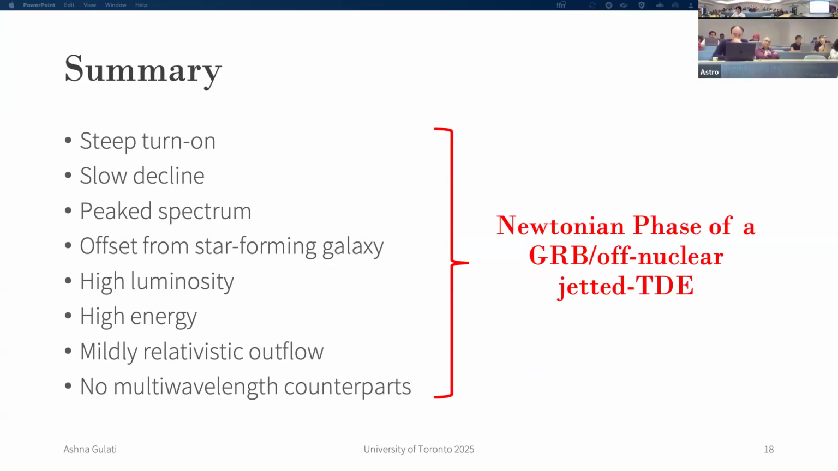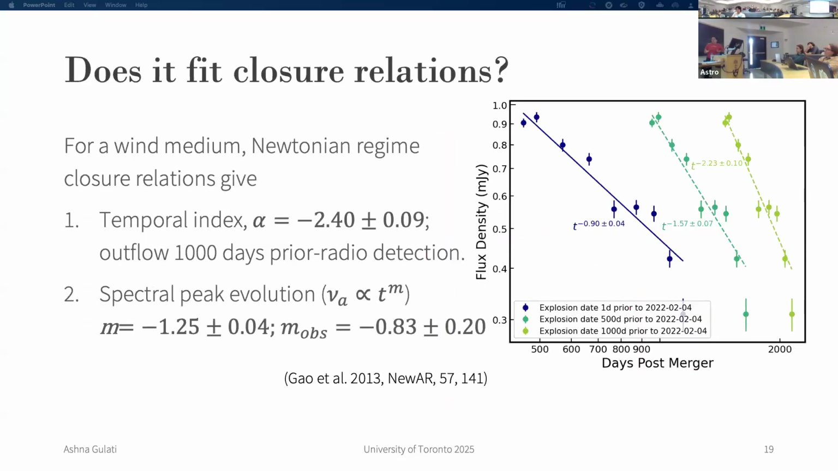So in summary, everything points towards this transient being the Newtonian phase of a GRB or an off-nuclear jetted TDE, but is it physically plausible? Does it fit closure relations? Closure relations are basically mathematical expressions that link the spectral and temporal evolution for synchrotron emission from shock physics, and they basically depend on the medium, wind or ISM, or the regime, Newtonian or relativistic.